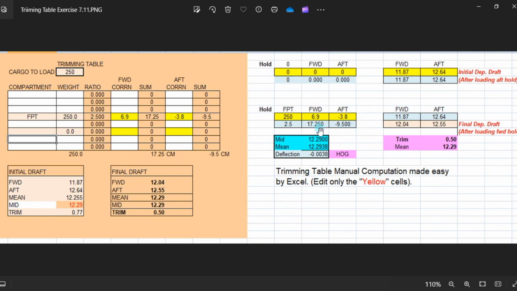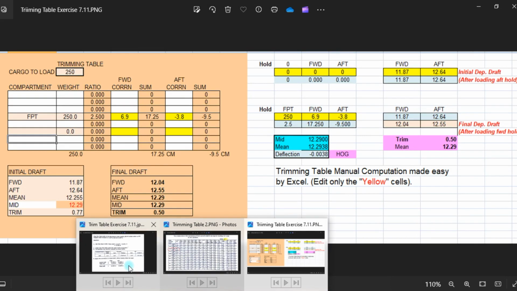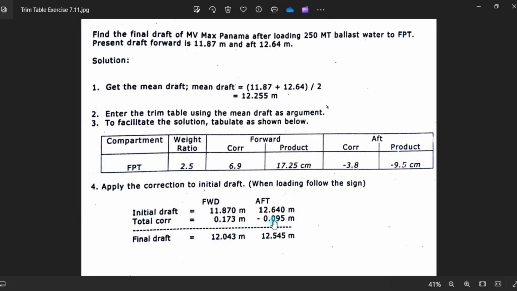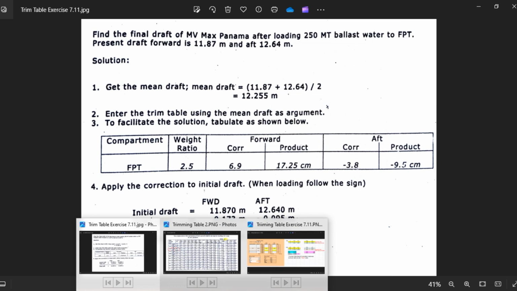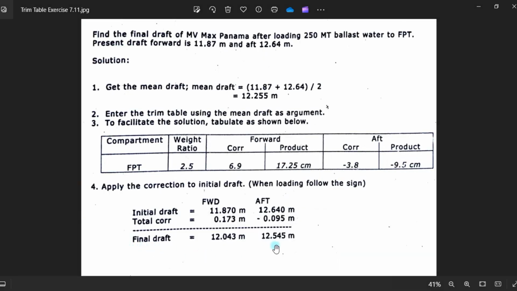Divide this one by 100, so you will have 0.173. And for up correction, divide this by 100, you will have negative 0.095. So forward will be add and up will be subtract. That's why you will have this figure.